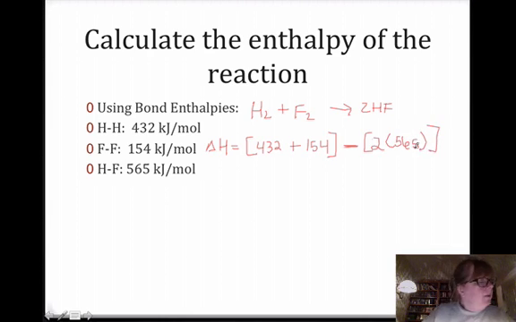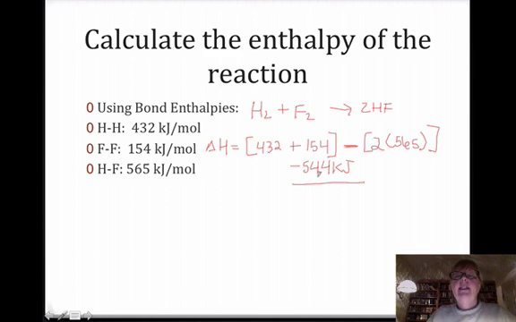Okay, so when we go ahead and do this, we come up with negative 544 kilojoules. So this is an exothermic reaction, so more energy is released from forming these bonds than was required to break these bonds. So the delta H for this reaction using bond enthalpies is negative 544 kilojoules.